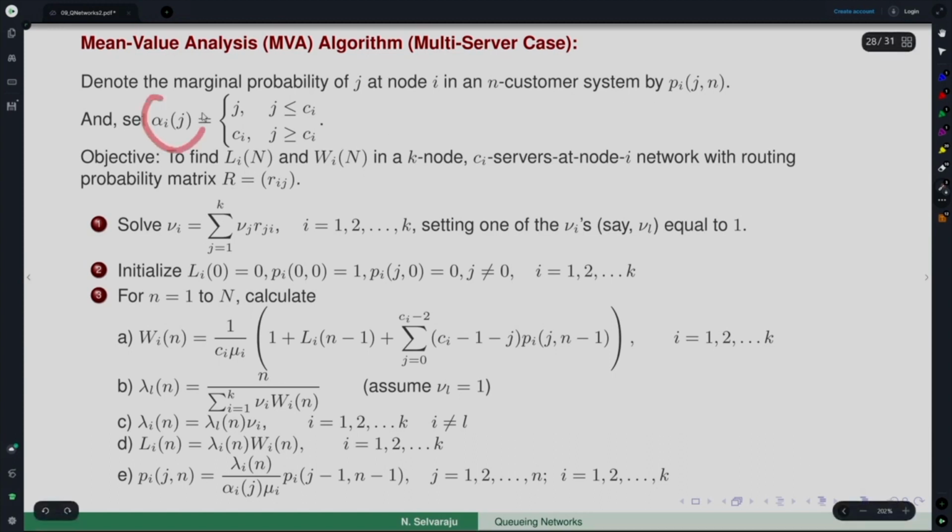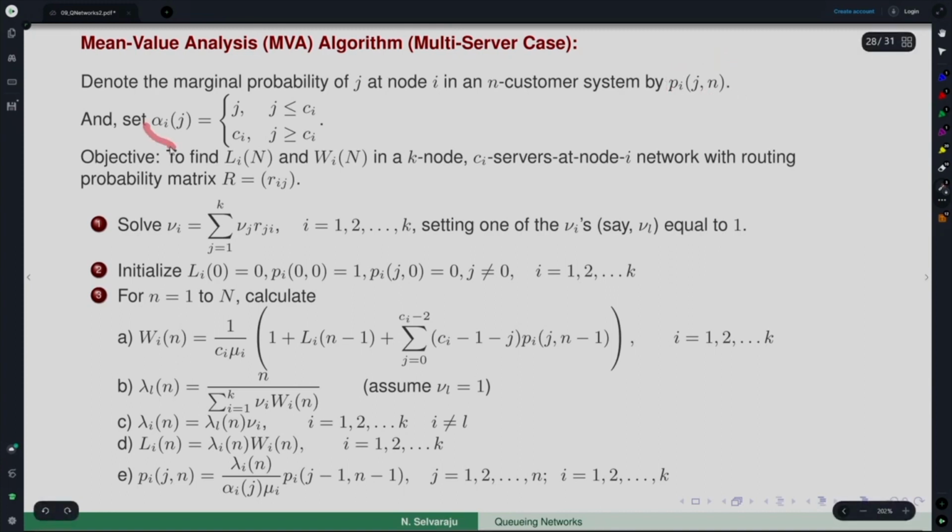Of course, this alpha_ij you already know, but we are just giving this notation. There is another quantity, pi_i of j comma n, which is the marginal probability of j at node i in an n customer system. The total number of customers in the network is small n, and at node i the number of customers is j. What is the probability? This is the marginal probability that we are denoting.